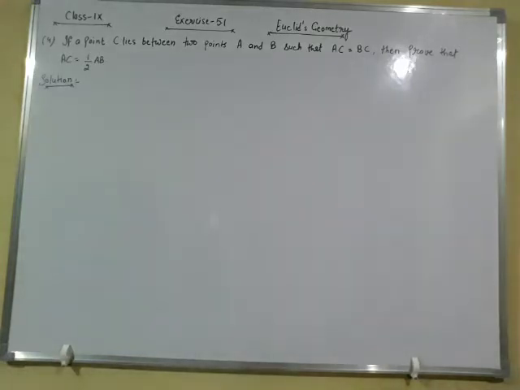Welcome back, students. We are doing chapter number 5, Introduction to Euclid's Geometry of class 9. And in exercise 5.1, today we will solve question number 4. If a point C lies between two points A and B such that AC is equals to BC, then prove that AC is equals to half of AB. And we have to solve this question by drawing the figure. So, starts with its solution.